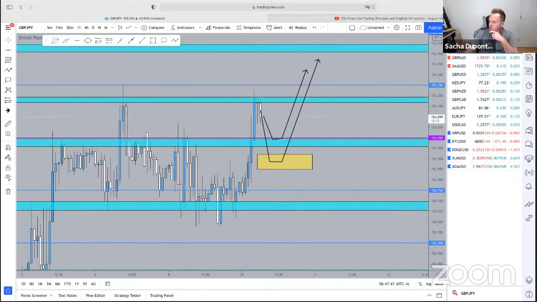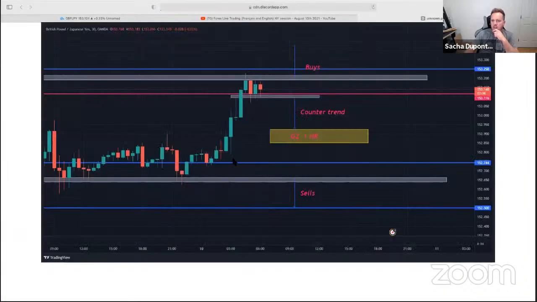All right, so we got a chart coming on from Patrick. Let's take a look at this. All right, so we got buys, counter trend, GZ. Oh, here we go. Perfect.